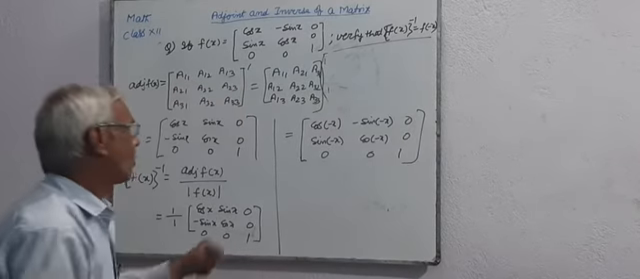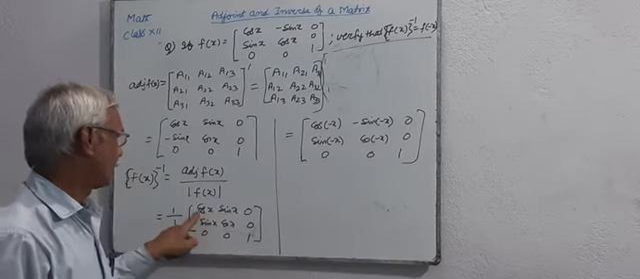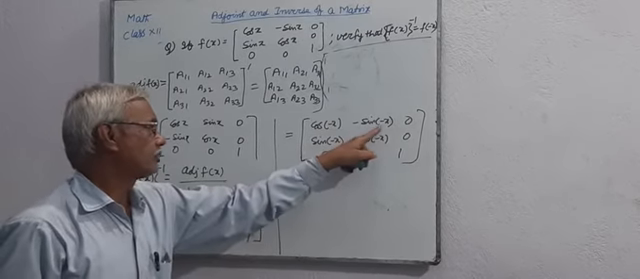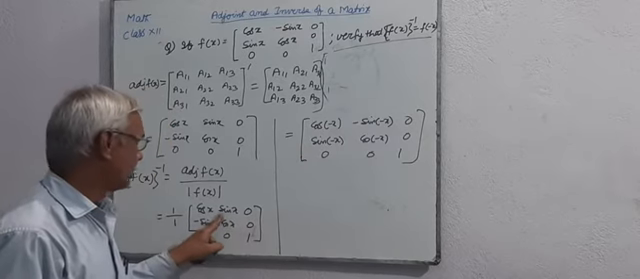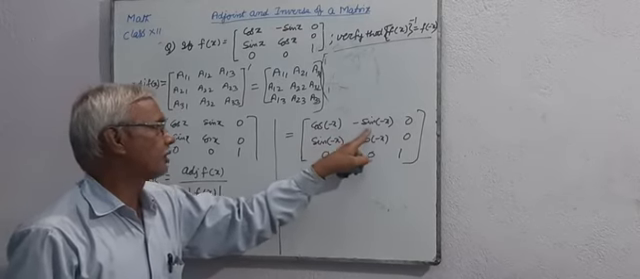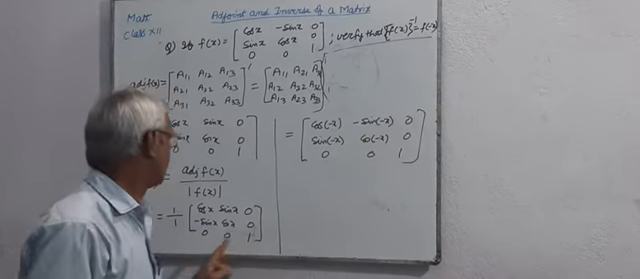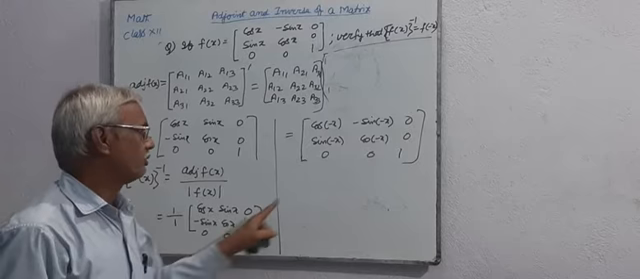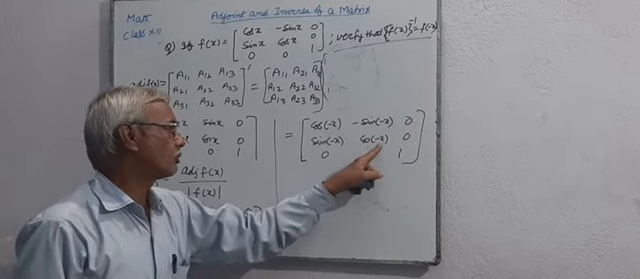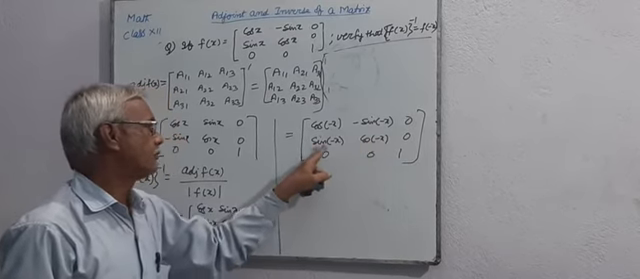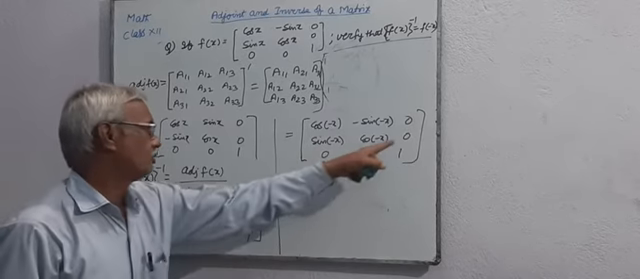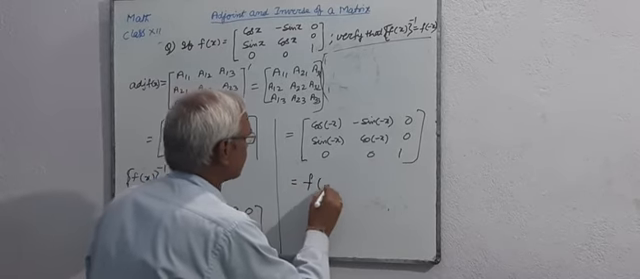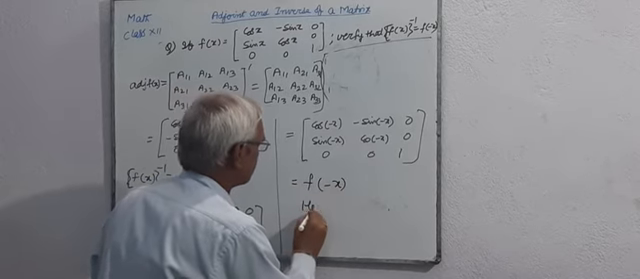We know that cos(minus theta) equal to cos theta. Cos x is written as cos(minus x). Sin(minus theta) equal to minus sin theta. Sin x is written as minus sin(minus x). Minus sin x is written as sin(minus x). Cos x is written as cos(minus x) because cos(minus x) equal to cos x. Sin(minus x) equal to minus sin x. 0, 0, 0, 1 equal to f(minus x). Hence proved.